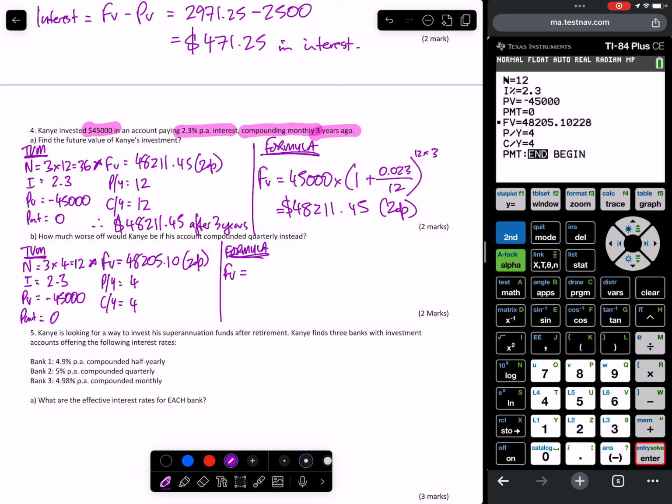FV equals 45,000 times by 1 plus 0.023, but now it's over 4 because it's compounding quarterly. 3 years times by, wrong, I should be consistent with the order. 4 times by 3.